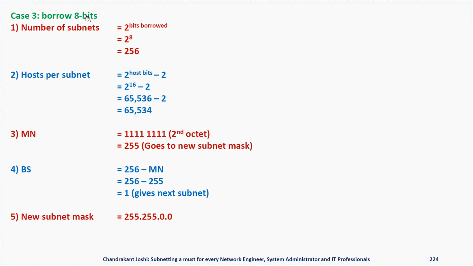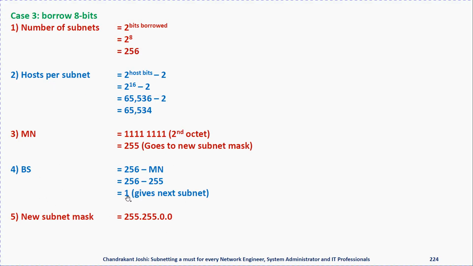Let us see what happens when we borrow 8 bits. So 8 bits are already there. If we borrow 8 more bits, it becomes 16. So this is similar to class B's default subnet. The only difference is in class B default subnet there is only one network, whereas over here there will be 256 networks. Use the same formula to calculate the remaining values.